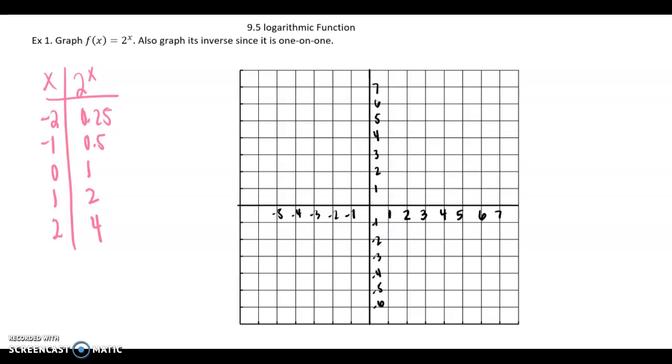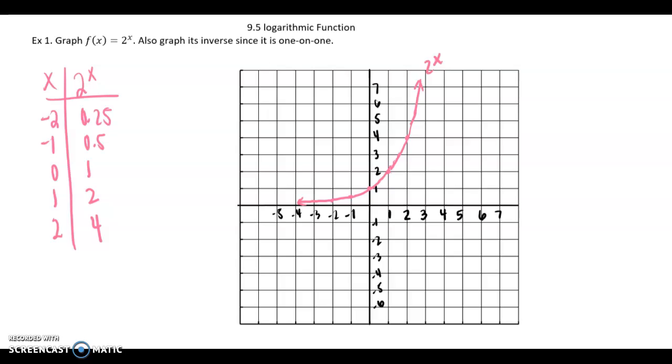Alright, so we're graphing logarithmic functions, and we're going to start off by graphing 2 to the x, which I copied the table from the last section. We're going to graph it now. So we have negative 2, 0.25, negative 1, 0.5, 0, 1, 1, 2, and 2, 4. So here is 2 to the x.